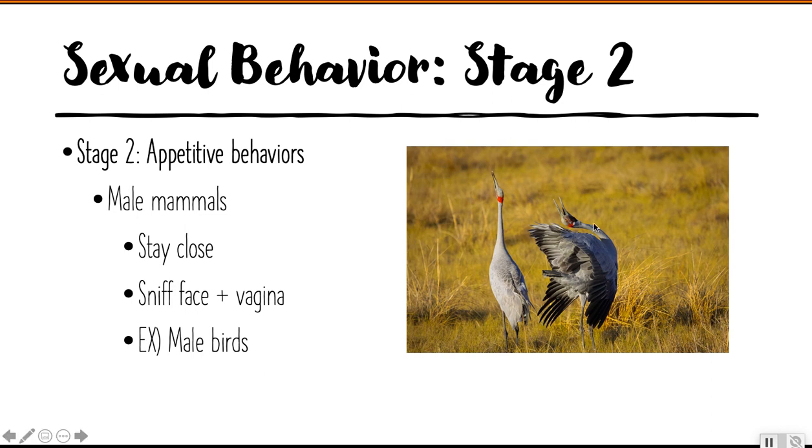So here is an example right here. I thought this picture was funny. So these are two different birds. This is the male and this is the female. So this male bird is putting on this dance. He's ruffling his feathers. So he is showing appetitive behaviors. And he is showing that he is ready to mate and is hoping that this female will decide to engage.